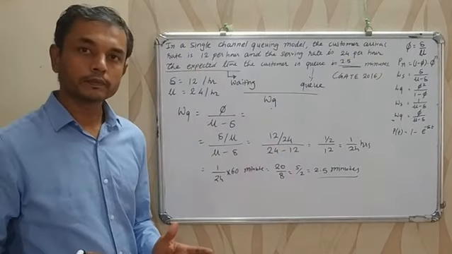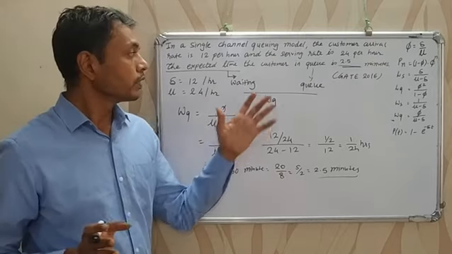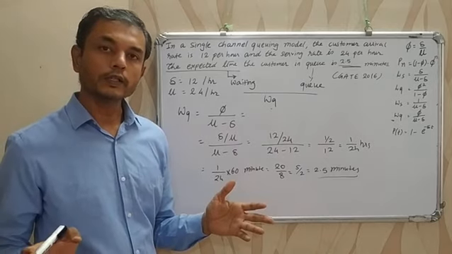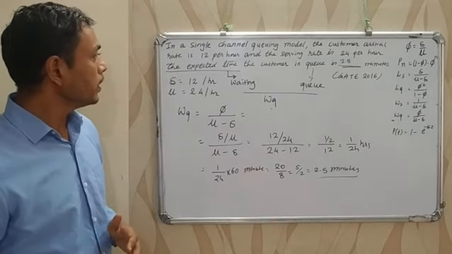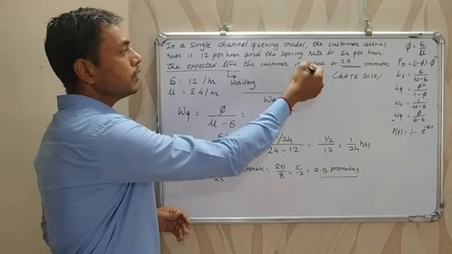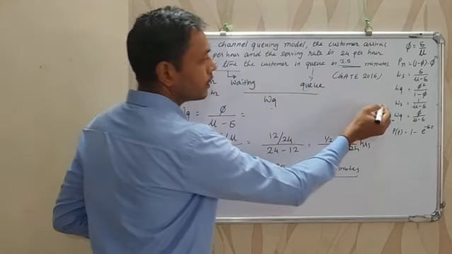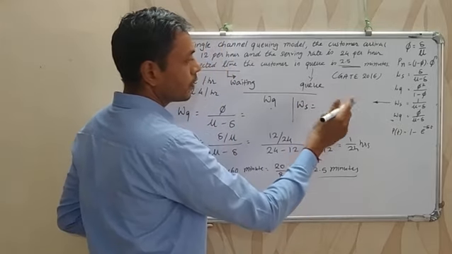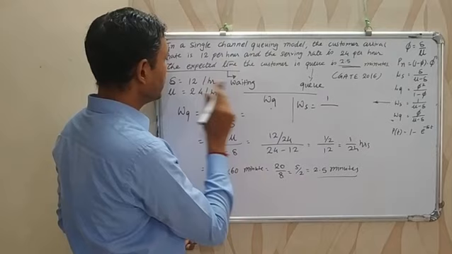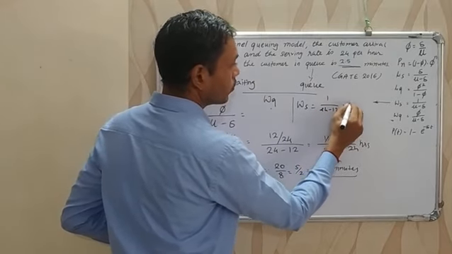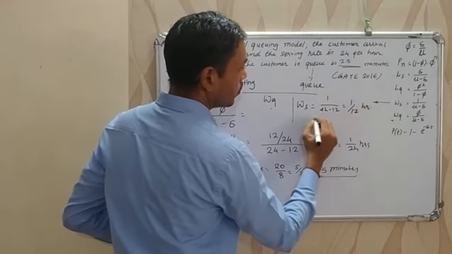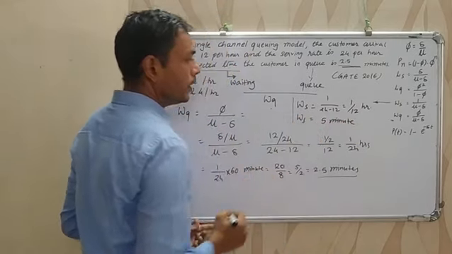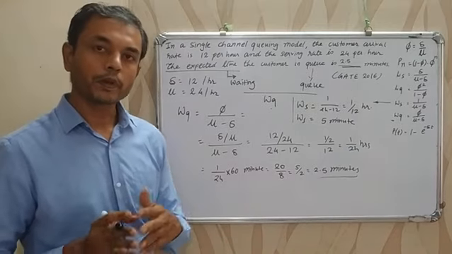So the answer is 2.5 minutes. Now remember, the question was asked in GATE for 2 marks, but in a university exam paper, further you may be asked the expected time of the customer in the system. Then you have to calculate the time for the system, that is WS equal to 1 divided by mu minus delta, 1 by 12 hours. So you can say it is 5 minutes. So the waiting time of the customer in the system is 5 minutes.